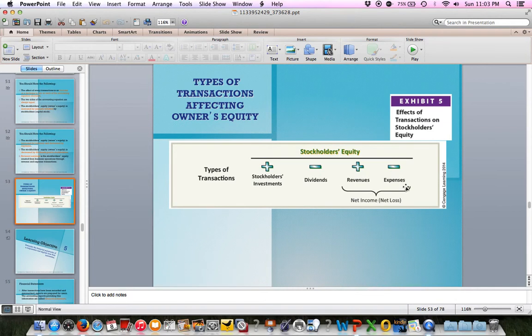And so the types of transactions and how they affect equity are right here. So owner investment makes equity go up. Dividends, which is money coming out and going back to the owner, makes it go down. Revenues up, expenses down. And then the difference between revenues and expenses is either net income or net loss. If you have more revenue than expense, net income. If you have more expense than revenue, net loss. So that's something you're just going to have to remember right here.